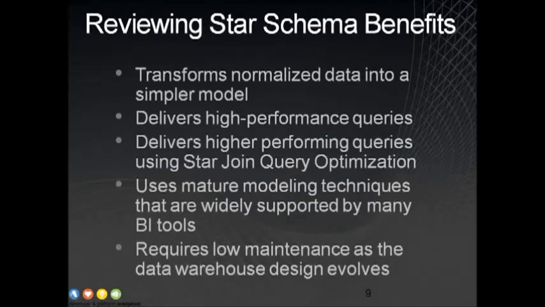By structuring our data in a star schema, we're effectively transforming the normalized data into a much simpler model. And the result is that we have a model that better supports high-performance queries. Because there are fewer joins involved than we would have in a normalized data structure, we can get better performing queries. Another advantage of a simpler model is the fact that we're using structures that make more sense to a business user.